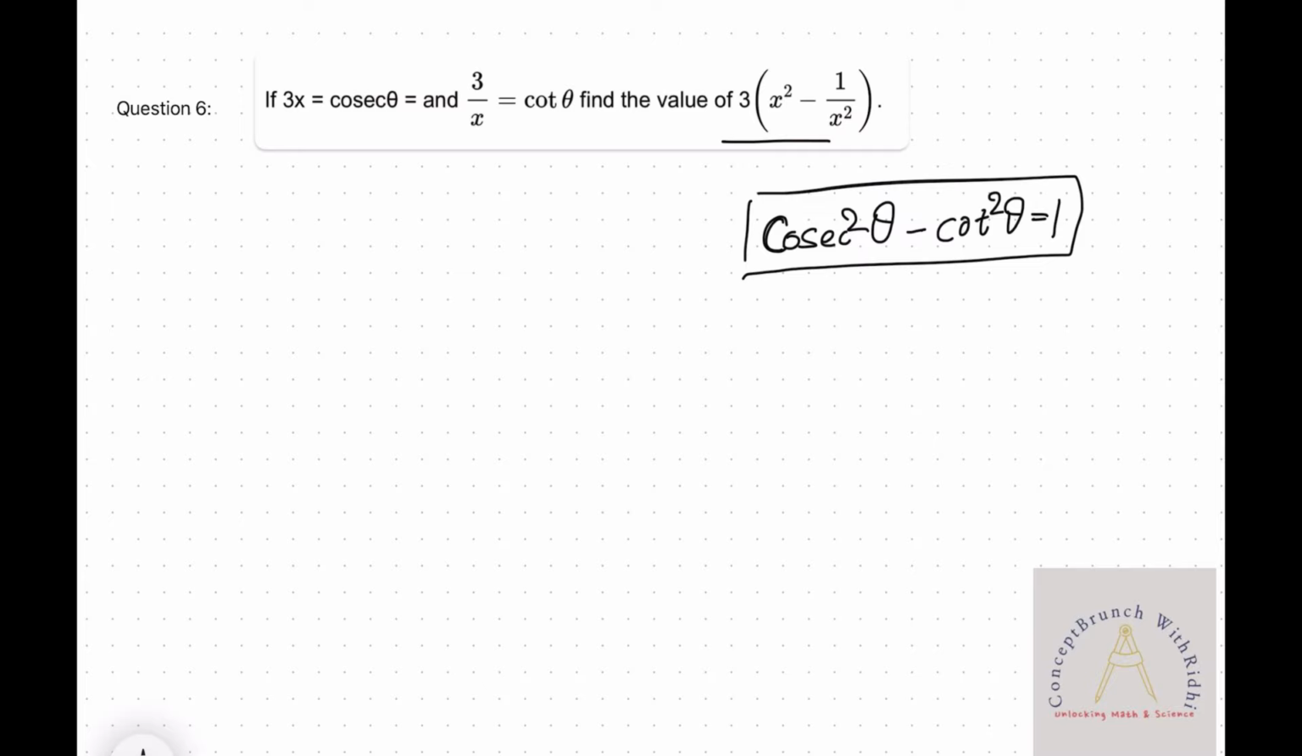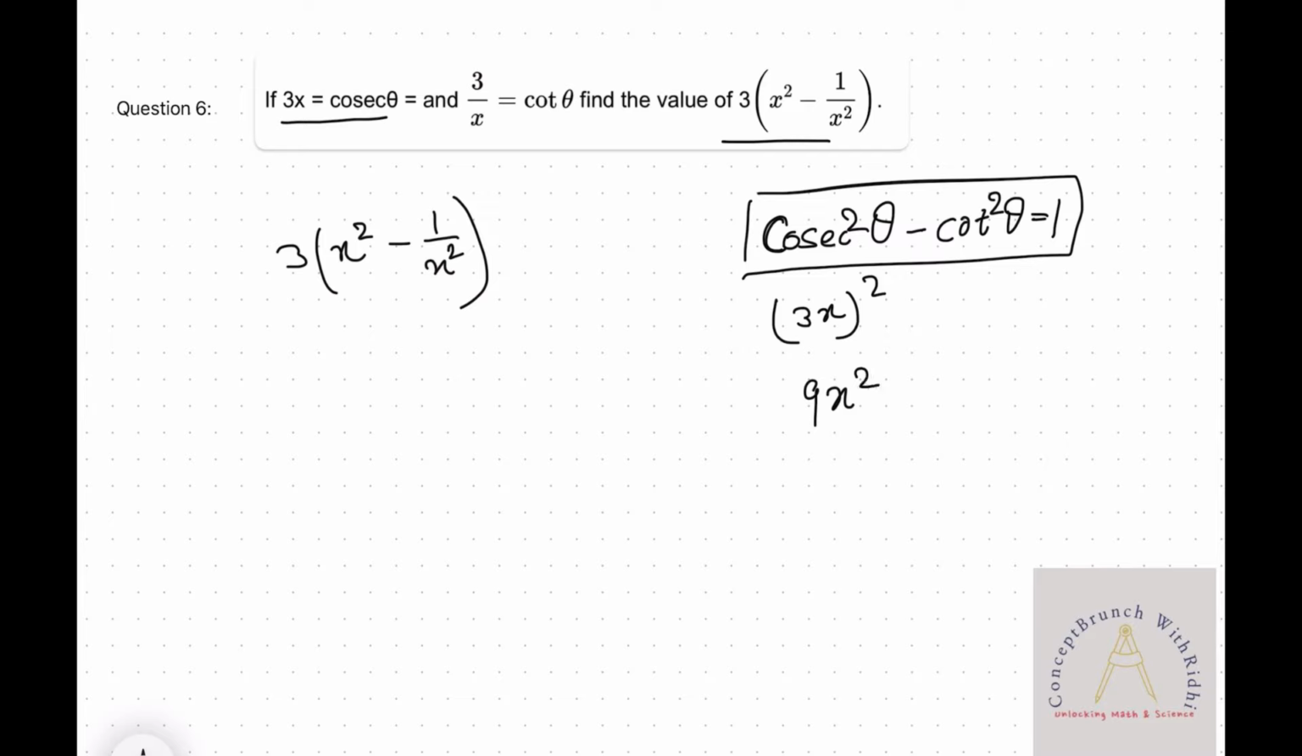x square minus 1 over x square value, right? And for the cosec, 3x is the value, correct? Okay. So if this is 3x, suppose cosec is given, whole square, what will you get as the value? That is 9x square. It means somewhere it should be 9x squared.